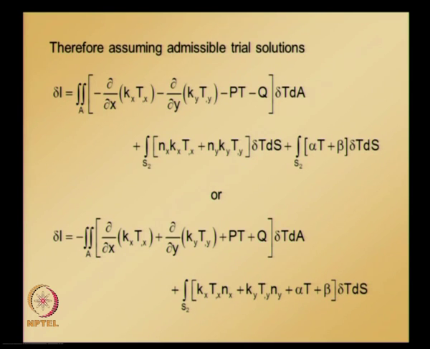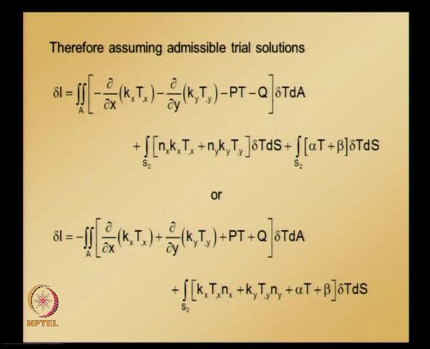Therefore, using admissible trial solutions, variation of I is equal to 0, and this verifies that the equivalent functional that we started out with is the correct functional for this particular two dimensional general boundary value problem. So, we got the equivalent functional for the given general two dimensional boundary value problem.